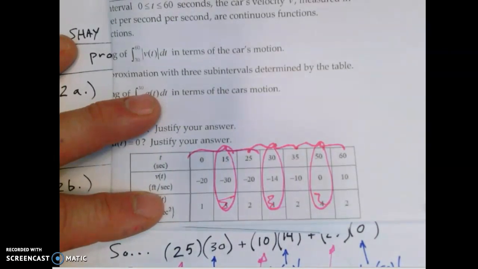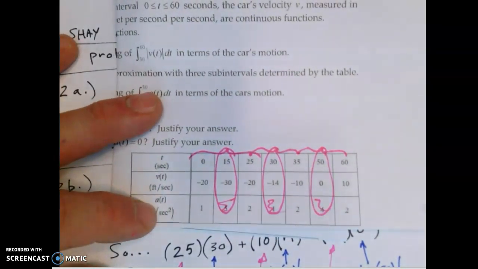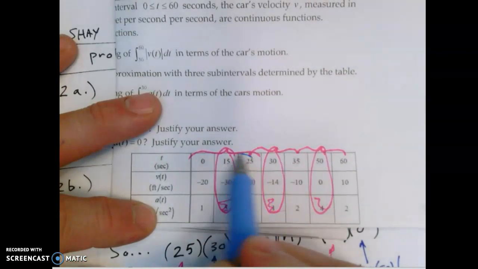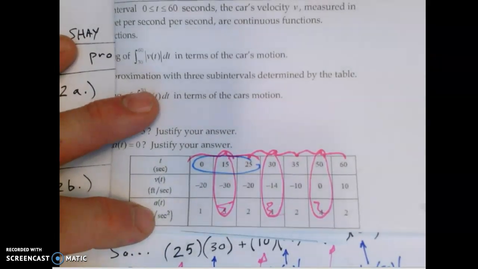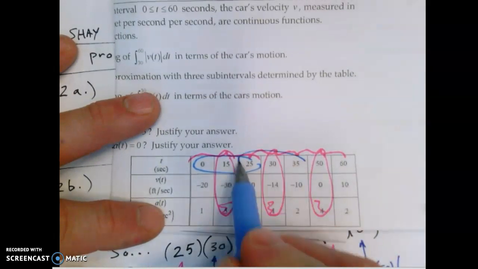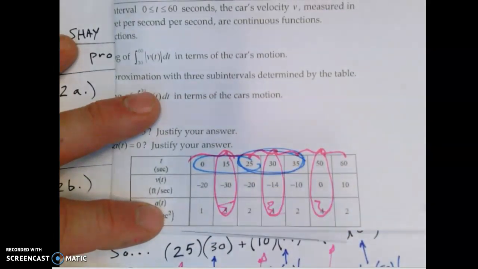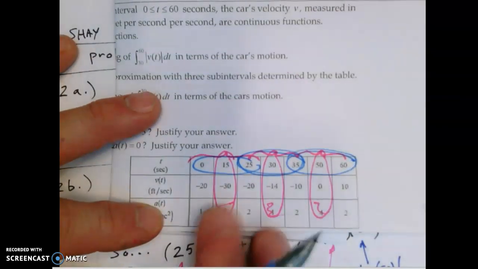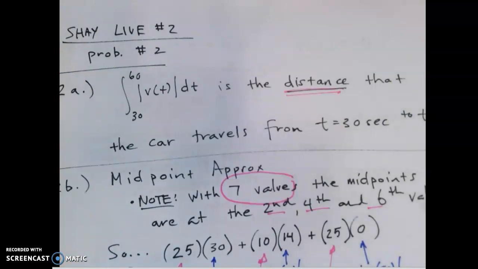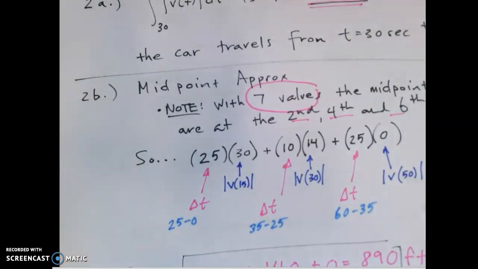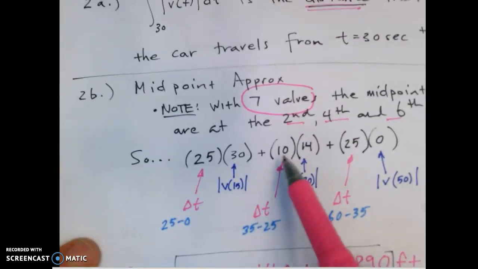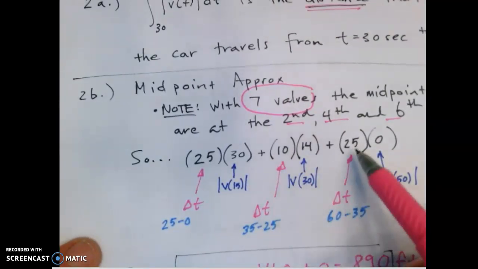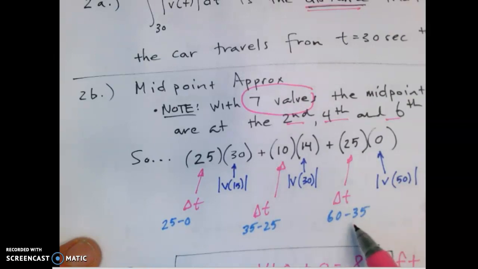Okay? So our subintervals now, notice that's our delta x. In that case, that's 25. This is our delta x, the 2 numbers on the outside, in that case is 30. This is our delta x, in that case is 25 again. So it's really important to know that. Our first delta t is 25 minus 0, which is 25. Our second delta t, which says 10, was 35 minus 25. And our third delta t was 25, 60 minus 35.